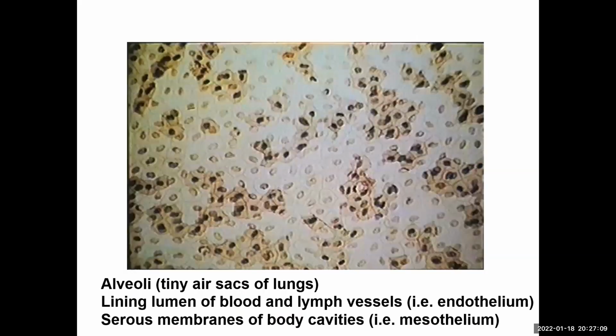And so where do we find this tissue? In the alveoli, which are the air sacs of the lungs. It lines the blood vessels, and also lymphatic vessels, and we call that endothelium when it lines blood vessels or lymphatic vessels. And then we'll also find this type of epithelium in our serous membranes. Remember those membranes that cover the body cavities? We call that mesothelium.